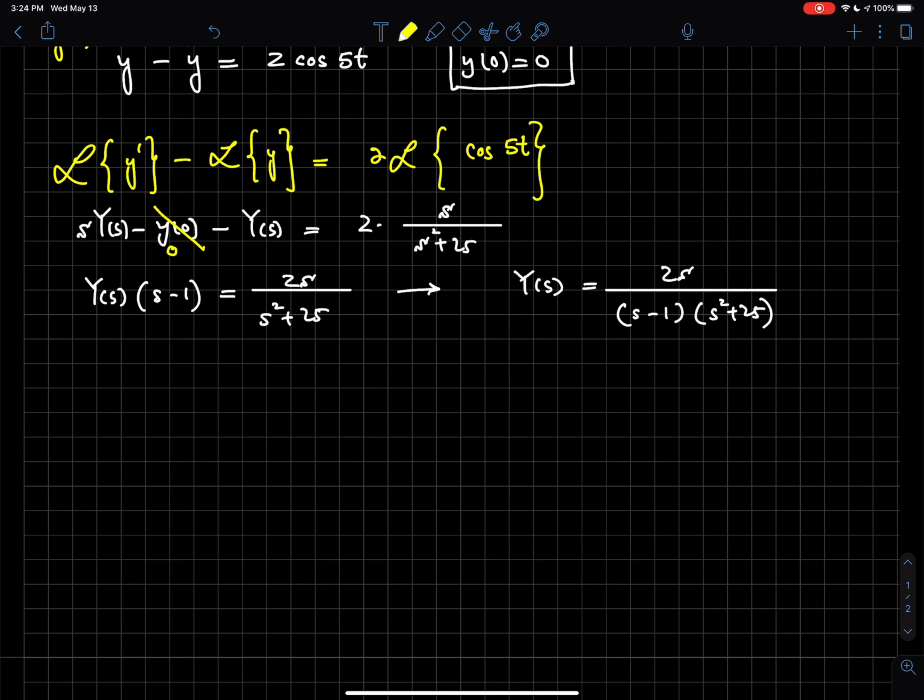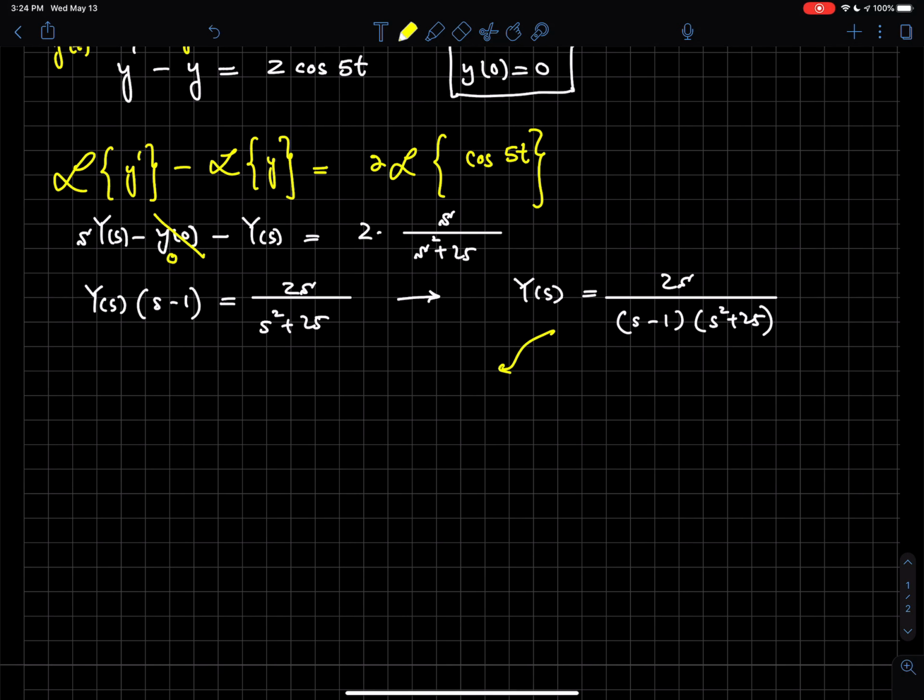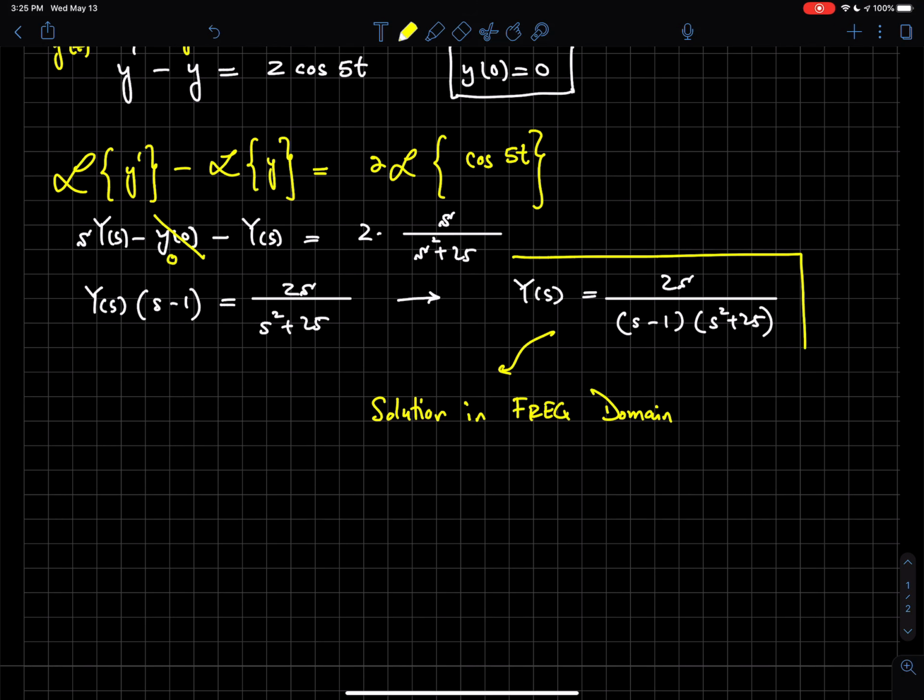So this is my solution to my differential equation, but it's in frequency domain. So this is basically like the algebraic version of the solution. And if I want to try to attempt to put it in a box one more time, and I'm successful this time. Okay, so that's my solution in frequency domain.